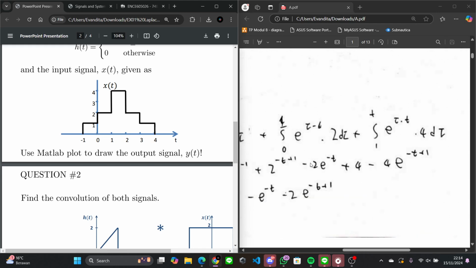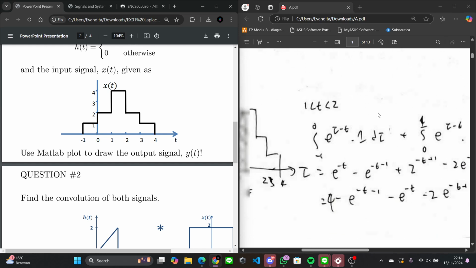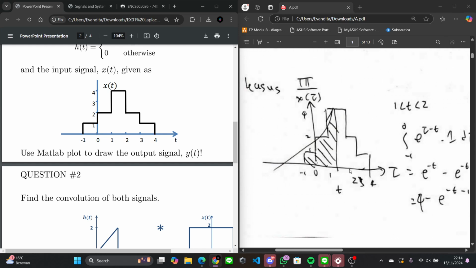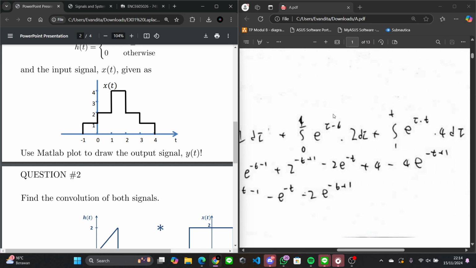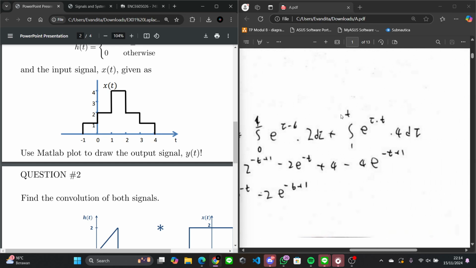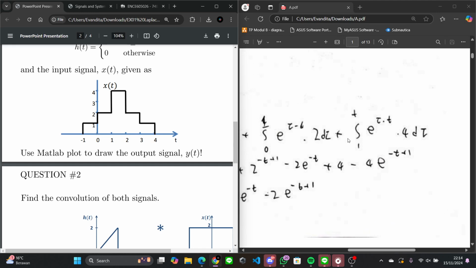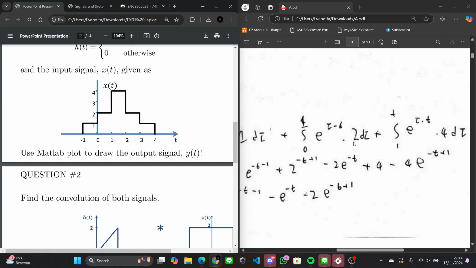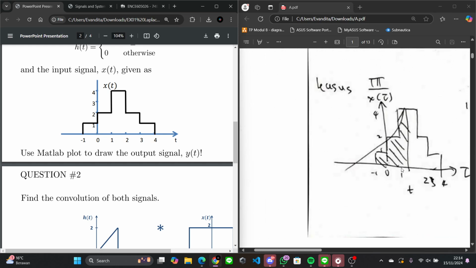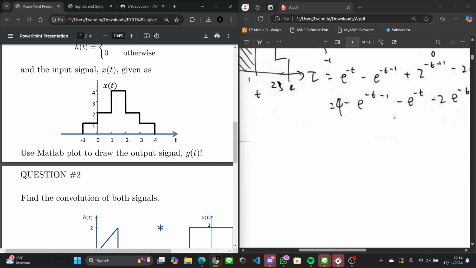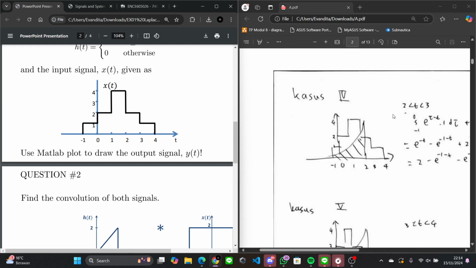So we only need to determine the third part, which is t from 1 to 2, because on that part the value is equal to 4. All we need to do is multiply by 4, and we just need to change the upper limit to t, and don't forget to change the lower limit to 1, because we want to count it when x(t) is equal to 4. And the other cases are similar to the previous one.